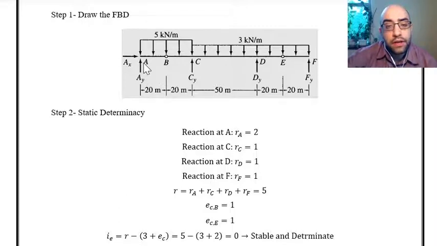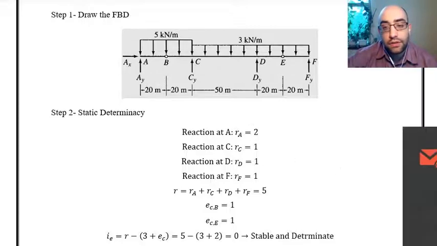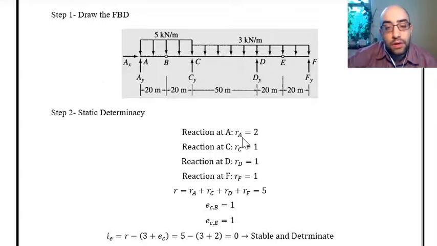So at point A, I have 2 reactions. At point C, I have 1 reaction, D 1 reaction, and F 1 reaction. These are the list of reactions. And now I can simply calculate R by adding all of these reactions together. So R will be 5. The next parameter or value to find is EC, that is equations of condition.